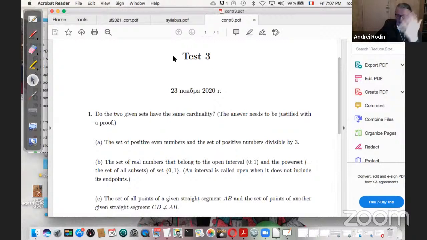That the cardinality of the continuum is higher than the cardinality of a countable set.